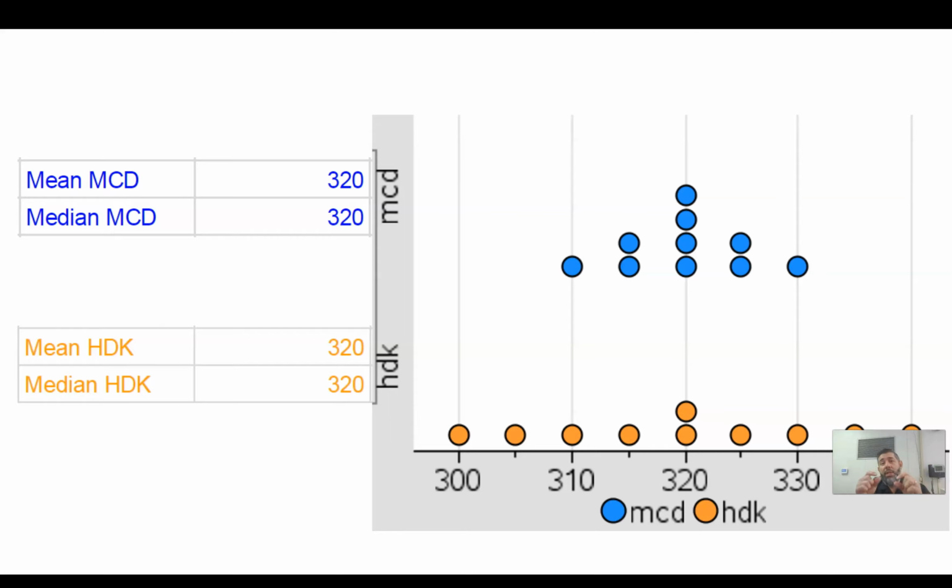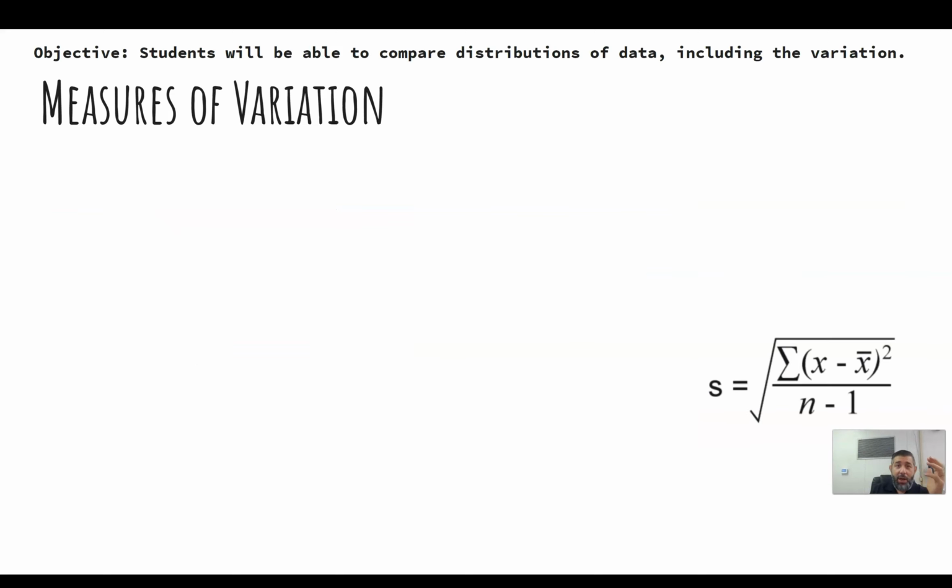But in order to really make a sound decision, we need three pieces of information at minimum: the shape, the center, and what we call the spread, or the measure of variability, or variation, in the data. So there are statistical ways to measure that. How do we measure variation in the data? And apparently I already have a formula up there for s. I wonder what that means.